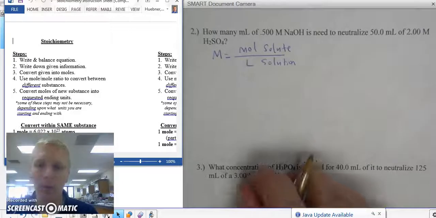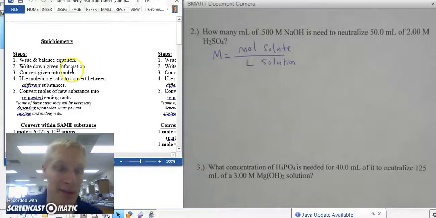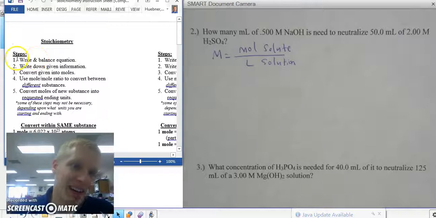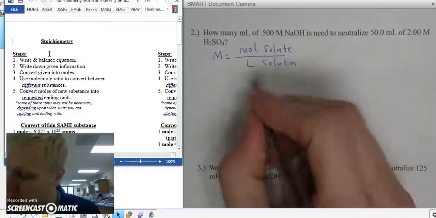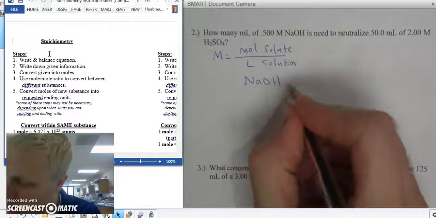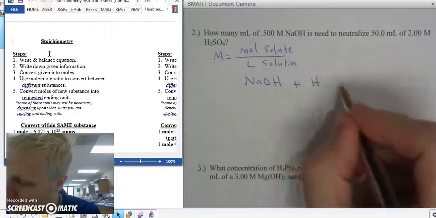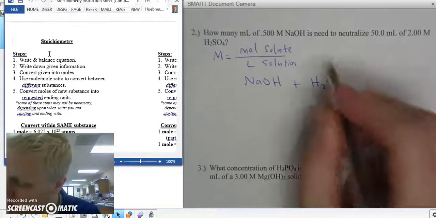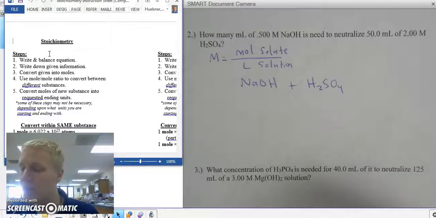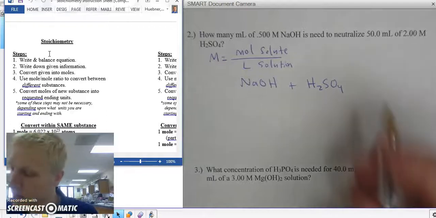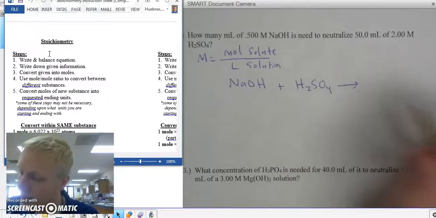Taking a step back, why don't we look at our stoichiometric buddy sheet. 1 through 5 are the steps. First step is write and balance the equation. So I know I have NaOH and I have H2SO4. Those are my two reactants. They're neutralizing each other, which is just an acid-base term to explain that they are fully reacting with each other to produce salt and water. It's a neutralization reaction.